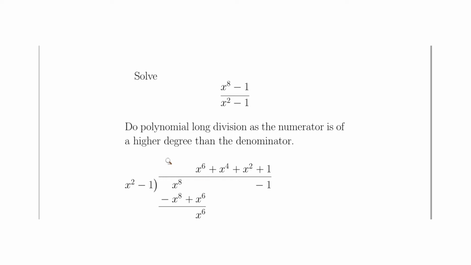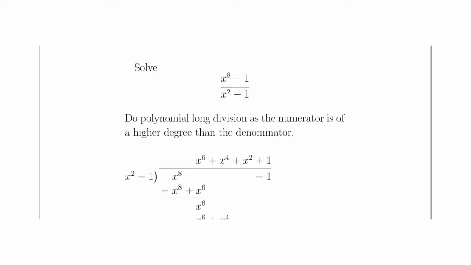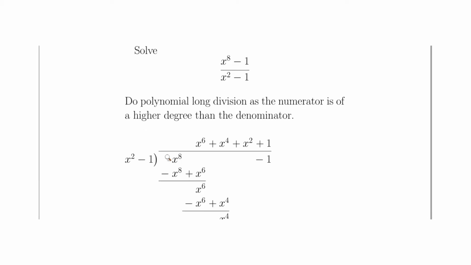Now this x to the 6 we multiply by x squared minus 1, which gives us x to the 8 minus x to the 6, but with flipped signs, it ends up as minus x to the 8 plus x to the 6. Then continuing with the addition of what we've got here, x to the 8 minus x to the 8 is 0. 0 plus x to the 6 is just x to the 6. So now what we're interested in is this x to the 6. So now x to the 6 divided by x squared: 6 minus 2 is 4, so x to the 4.